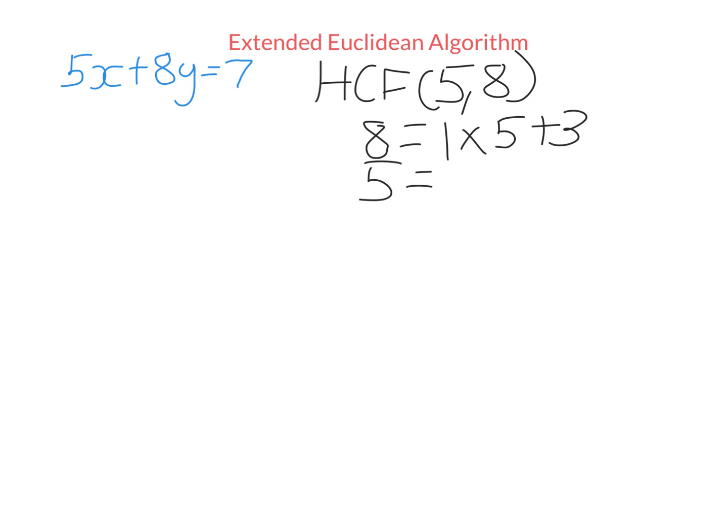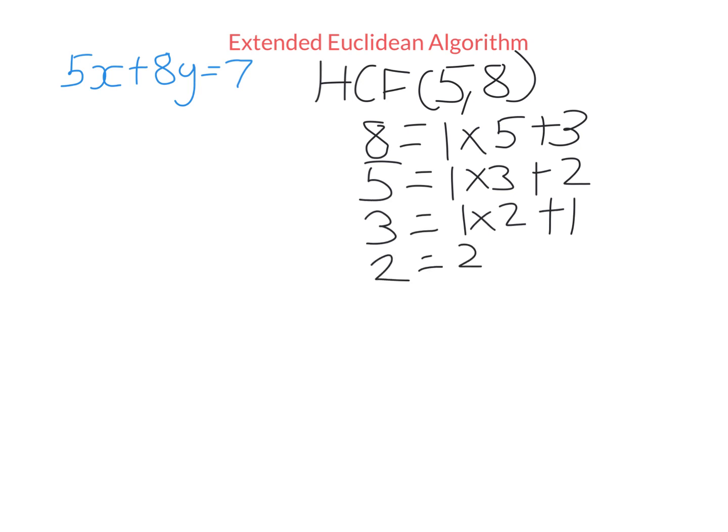So 5 is equal to 1 times 3 plus 2. Then we write 3 by subtracting multiples of 2 with a remainder. And then we end up with 2 equals 2 times 1. So we've ended up with 1 down the bottom. So the highest common factor of 5 and 8 is 1. Yes, that's really obvious. But this is going to help us come up with the values of x and y.